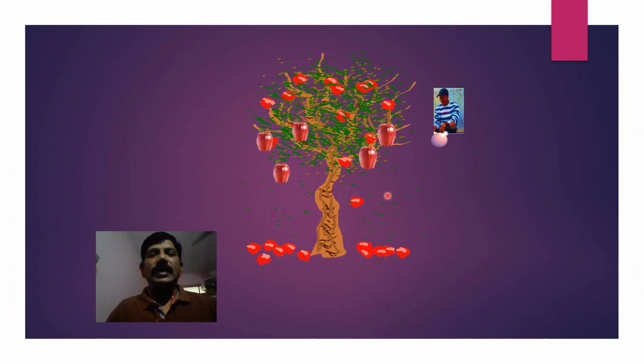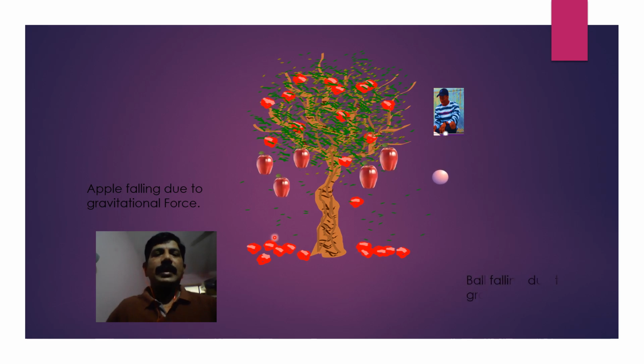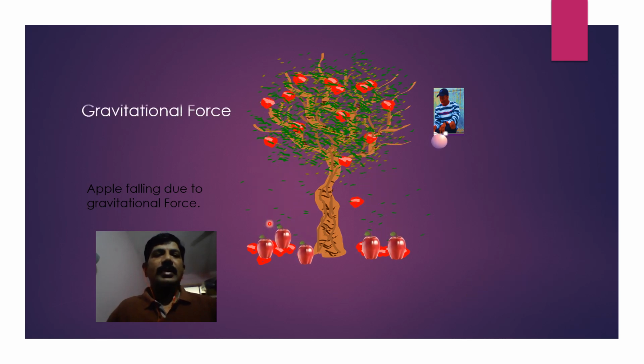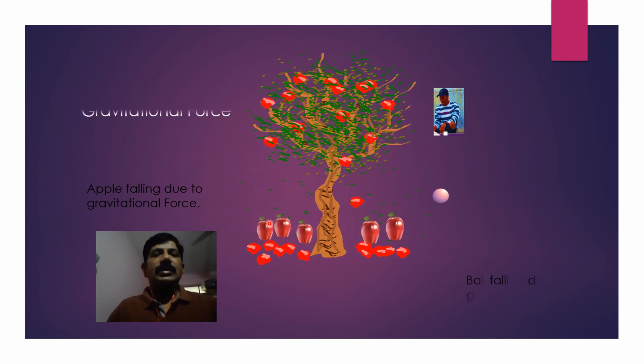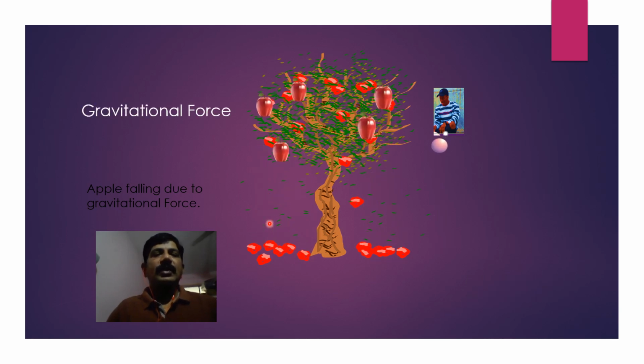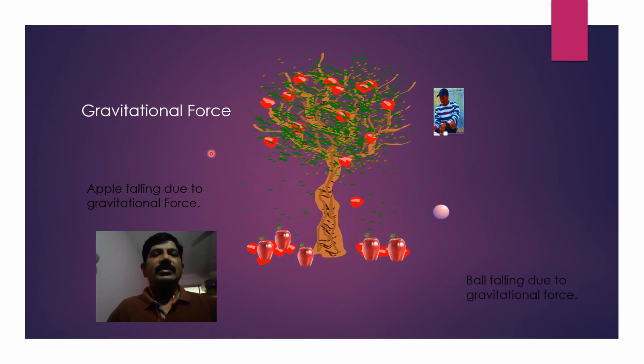You might have studied the famous Newton experiment. See this one, apples are falling down. Why are these apples falling down? Because the earth is pulling every object towards its center. So there is a force of attraction between the two bodies in the universe. That force of attraction is known as gravitational force.